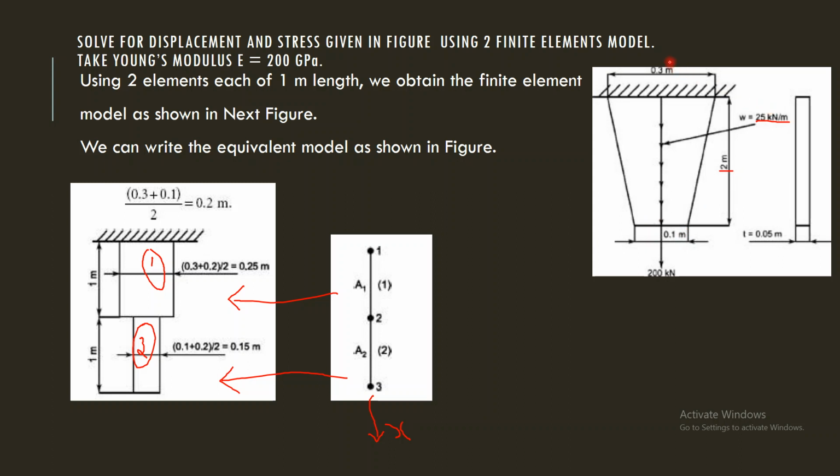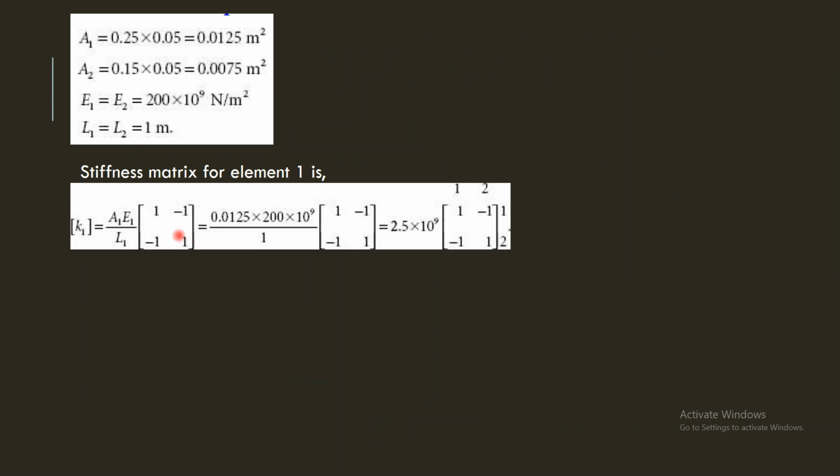What is the first case? Converting or maintaining the units of meter only. Both cases you can do, but I am going to maintain meter right now for this problem. So 0.0125 into 200 into 10 raised to 9 divided by the length of the element. So I am going to get it as some number, 2.5 into 10 raised to 9. Immediately you have to do the node numbering.